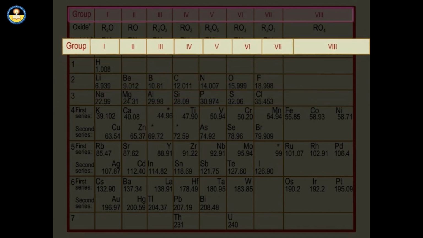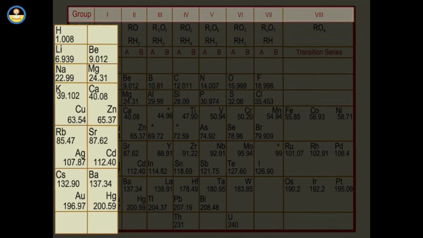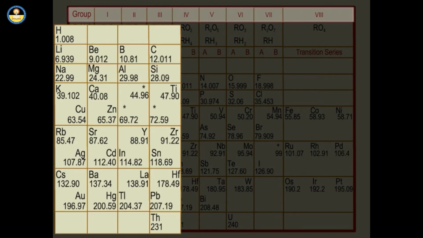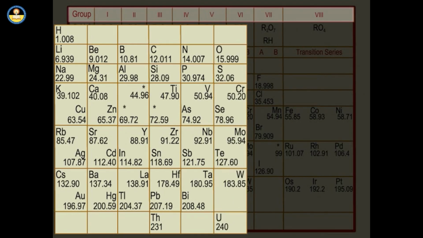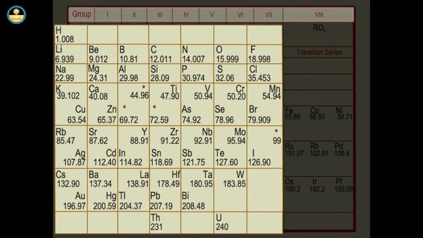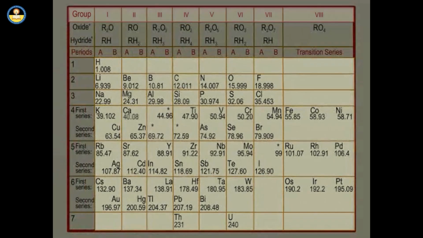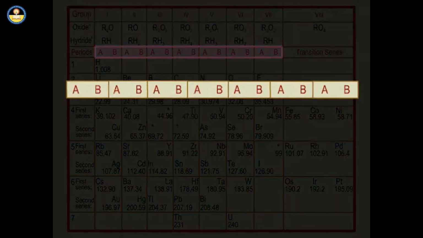These are designated as 1, 2, 3, 4, 5, 6, 7, and 8. Except group 8, each group is subdivided into 2 groups designated as A and B.